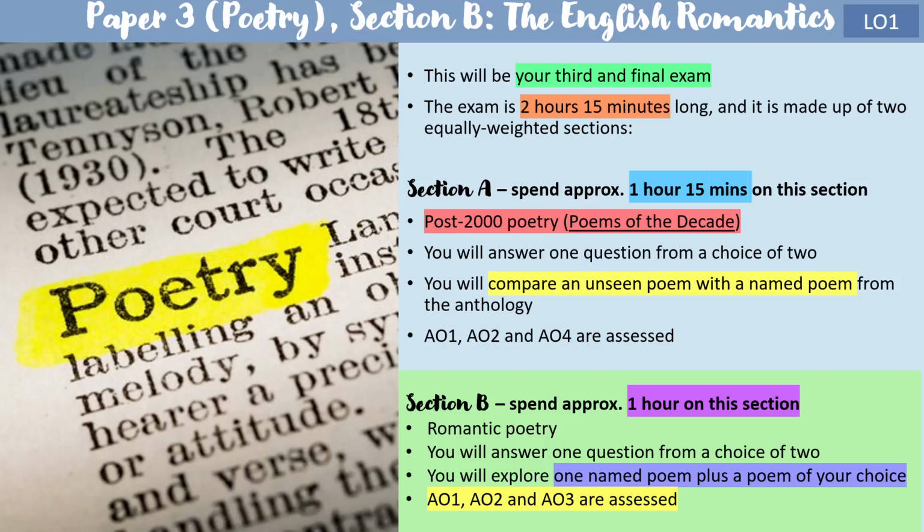One thing that's quite unusual about this particular question is that you're not assessed on AO4, so you're not assessed on those connections and comparisons. Instead, the things that you're assessed on is AO1, AO2 and AO3.